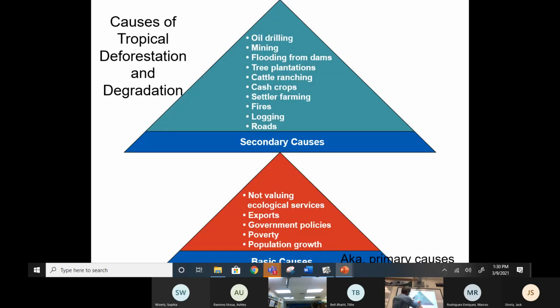These ones are the direct causes. Tree plantations are directly cutting down forest, flooding from dams. But why do those happen? Because of these basic causes down here. So indirectly, these lead to deforestation. But to get there, they have to go through these ones.